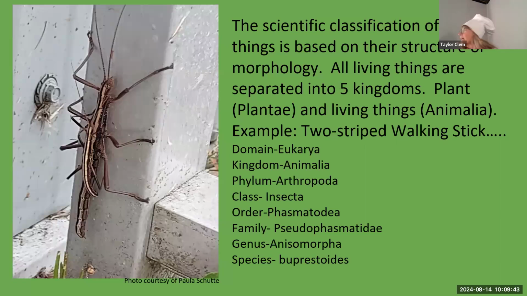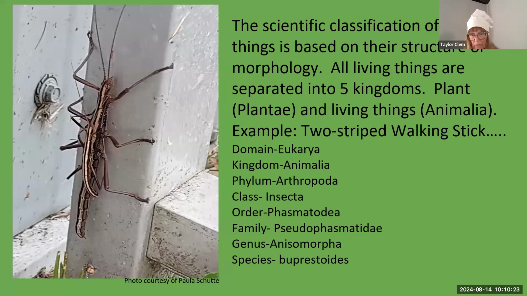Now, insects, as well as all living things, are in 5 kingdoms. They are classified scientifically based on their structure or morphology, which is the form of living organisms, and with similarities in structure internally and externally. The ones that we are most familiar with using are Plantae, or plants, and Animalia, or living things. As gardeners, we deal with those all the time. Those are the 2 kingdoms.